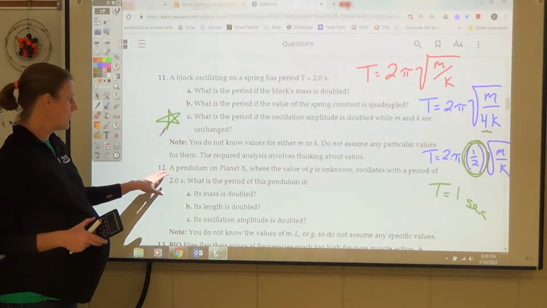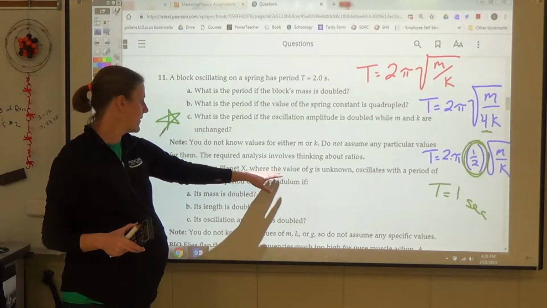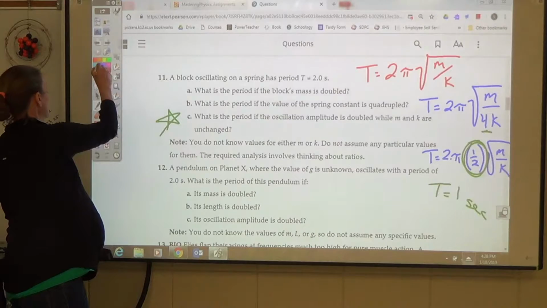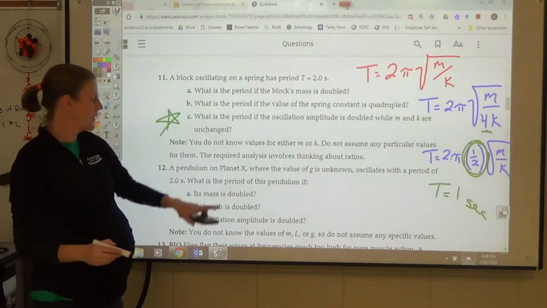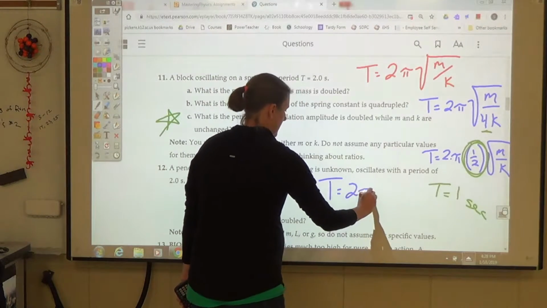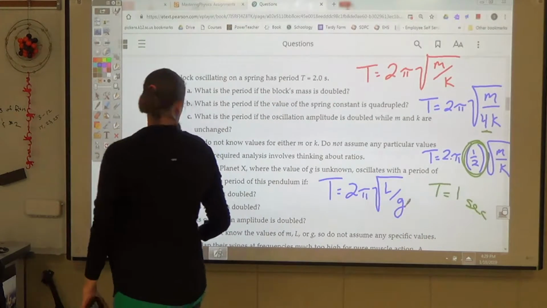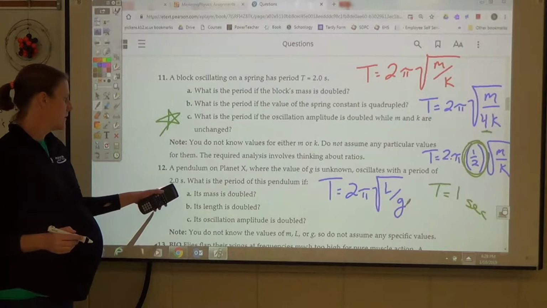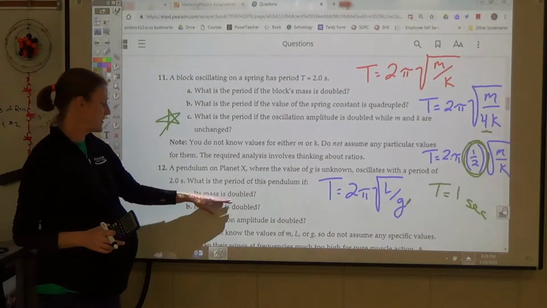All right, 12. A pendulum on planet X, where the value of g is unknown, oscillates with a period of 2 seconds. Okay, so that was the period for a spring. You also know the period for a pendulum formula. So what's the period of this pendulum if the mass is doubled?